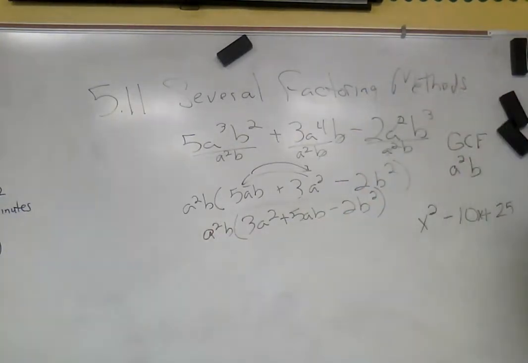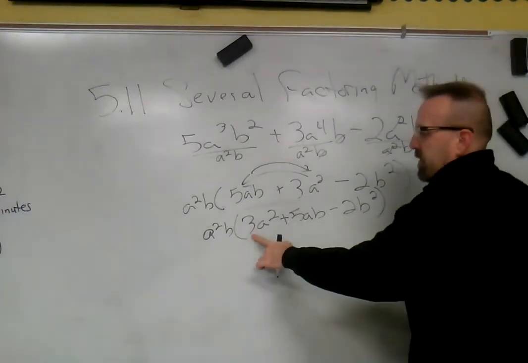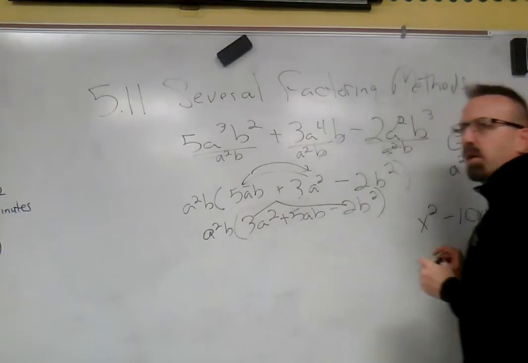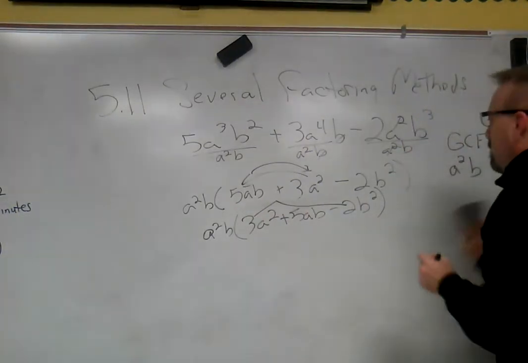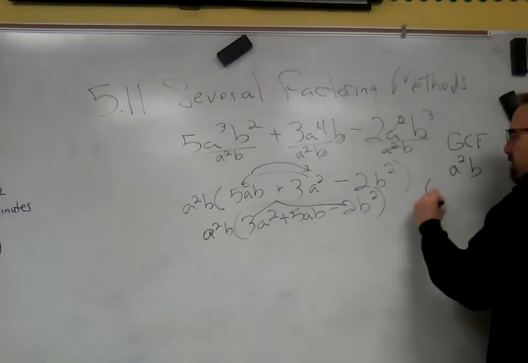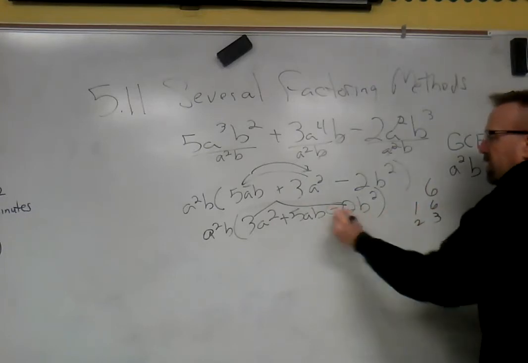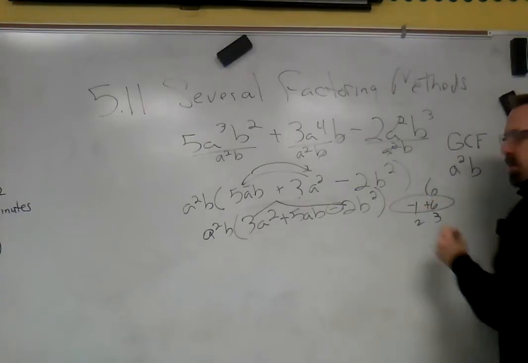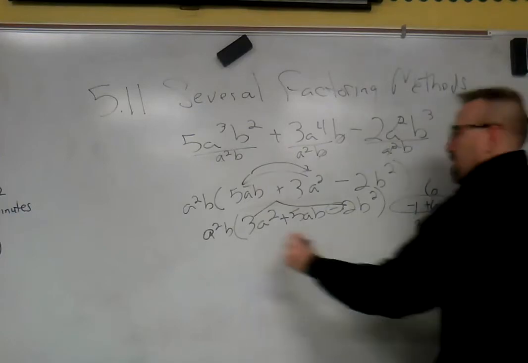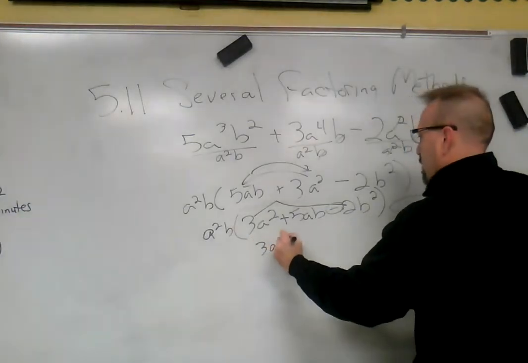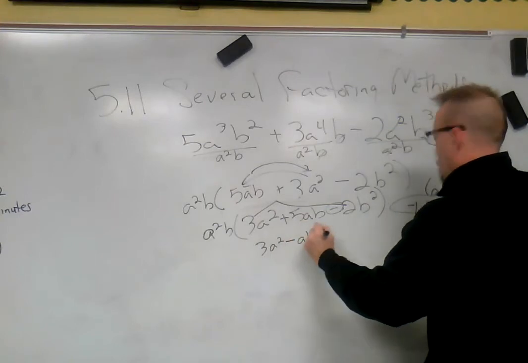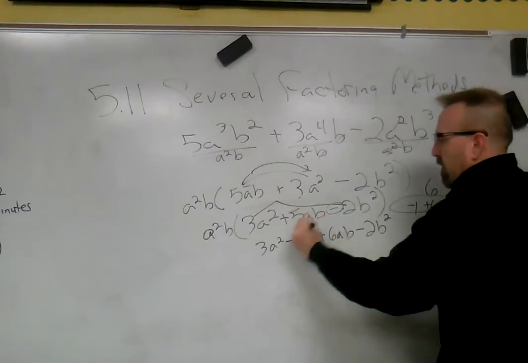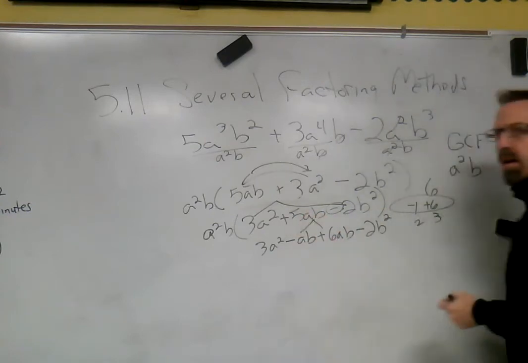Now, let's look at one where we have a coefficient out in front. Like we've done the last 2 days, we multiply those. So 3 times 2 is 6. The factors of 6 that subtract to be 5 are going to be +6 and -1. So 3a squared minus ab plus 6ab minus 2b squared. So we rewrote 5 as 6 and negative 1.